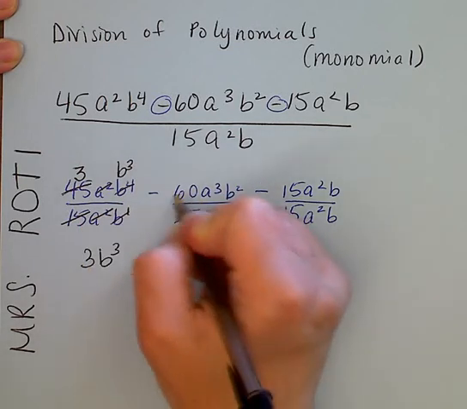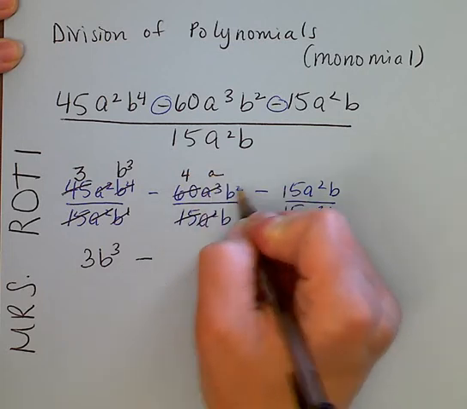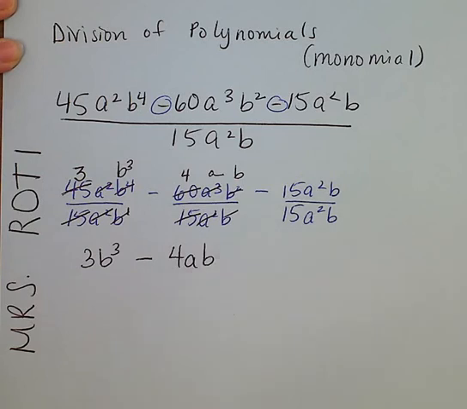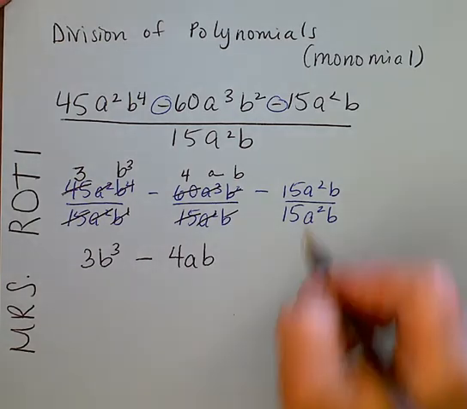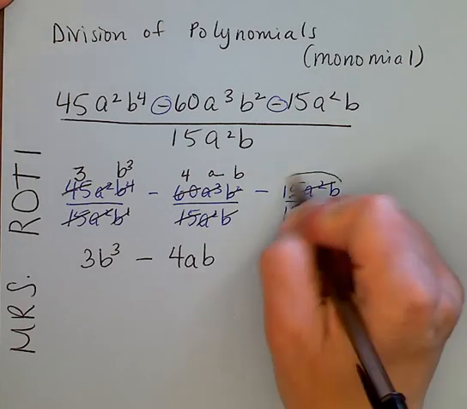15 goes into 15 once. 1a top heavy and 1b top heavy. So notice there's nothing left in the denominator, it is 1. Here it looks like everything cancels out. It's a fancy form of the number 1.